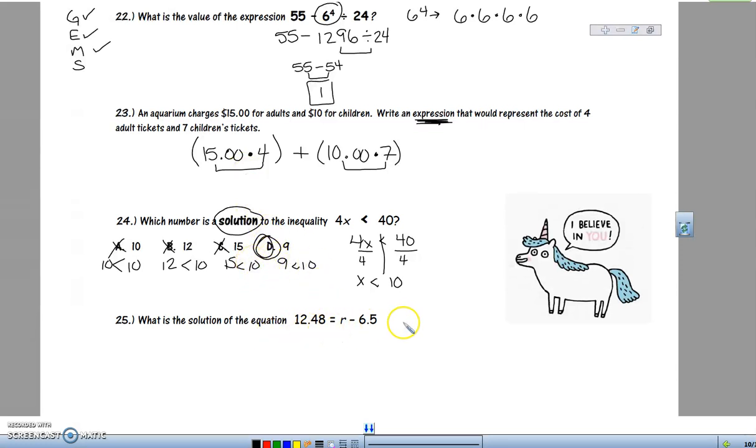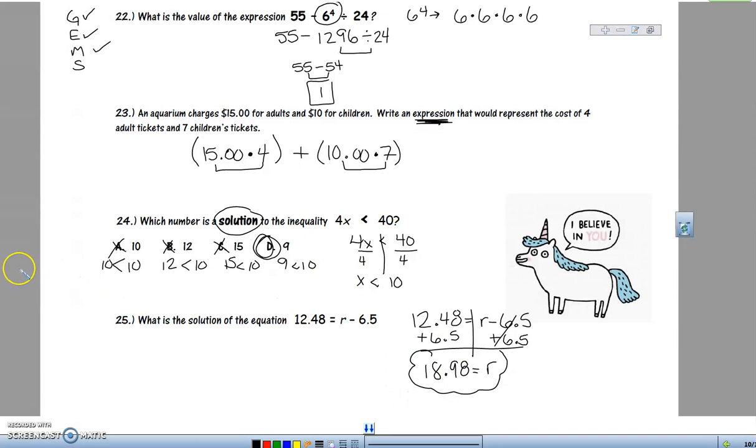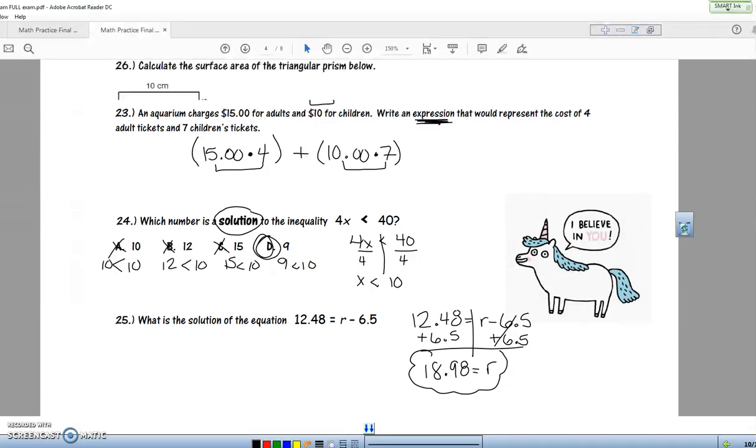Okay, what is the solution to the equation? It's just a regular equation. Drawing the line down the middle, get rid of the minus 6.5 by adding 6.5. You can do this by hand, or if you'd like, you can use your calculator, and you get 18.98. Excuse me, sorry. Okay, so 18.98 should be your final answer. Okay, moving on.